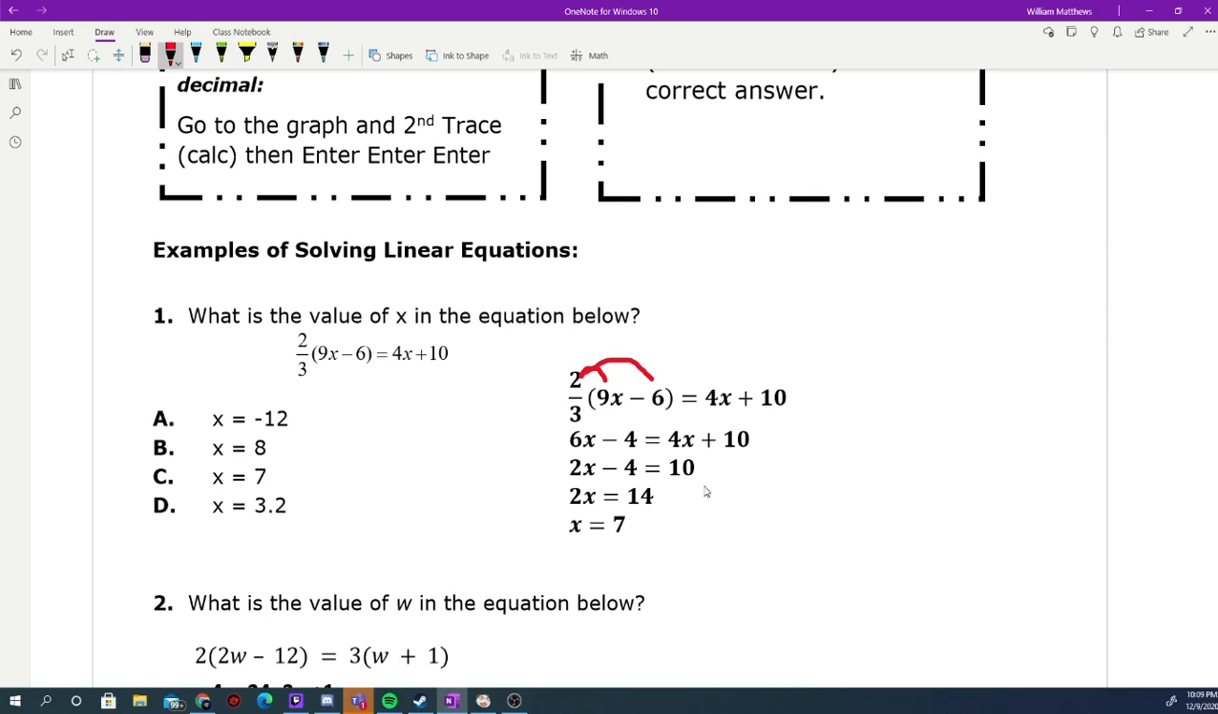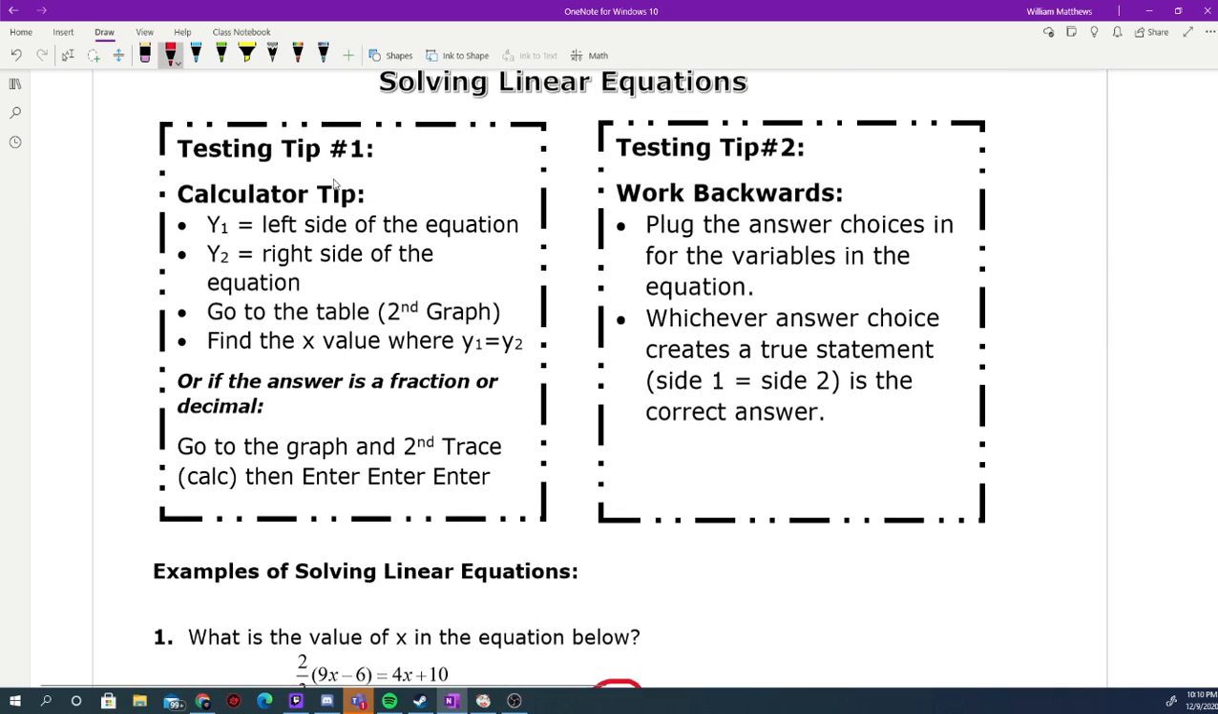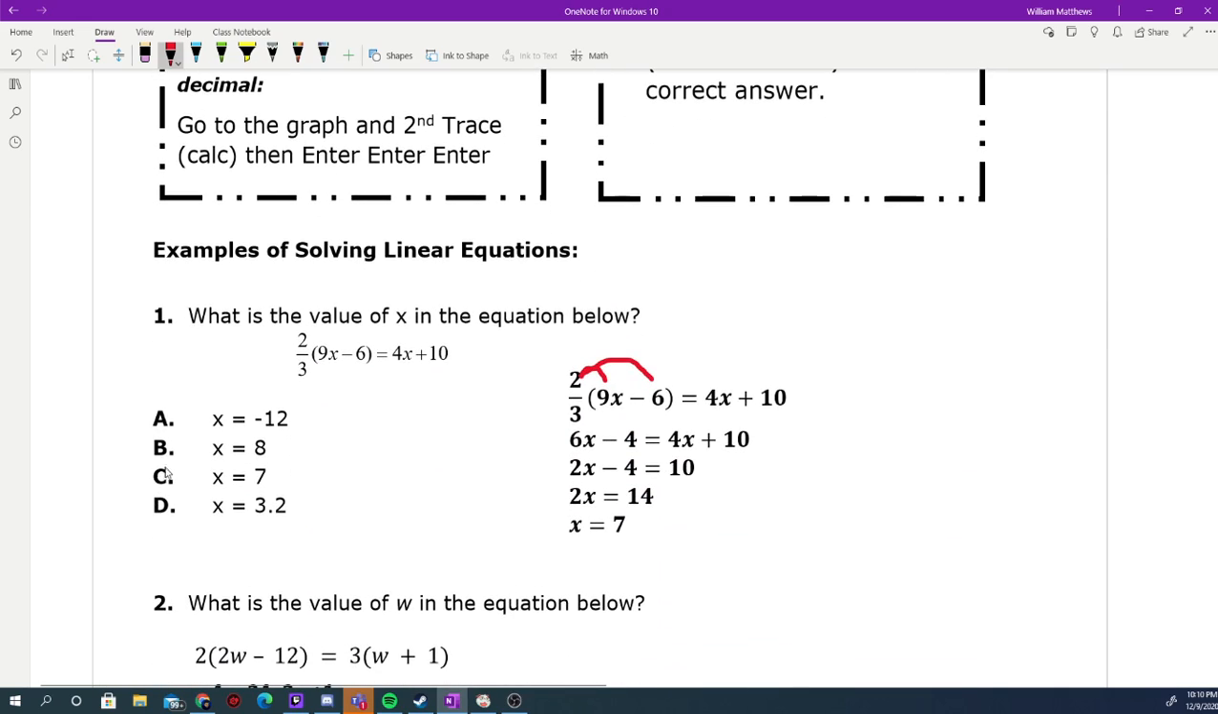From here, it's a two-step equation that we've been dealing with. We want to get rid of the constant first, our -4, by adding 4 to both sides. This is where 10 becomes 14. And then my last step is to divide both sides by 2, which gives me x equals 7. 14 divided by 2 is 7. If you use the calculator technique, you'll come up with your answer.